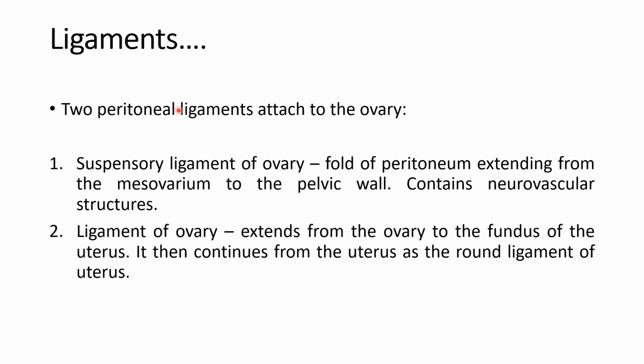There are two ligaments attached to the ovary. They are the suspensory ligament of ovary, that is a fold of peritoneum extending from mesovarium to the pelvic wall. It contains neurovascular structures. Then second is the ligament of ovary, extending from ovary to the fundus of the uterus. It continues from the uterus as the round ligament of uterus. Ligament of ovary continues as round ligament of uterus.